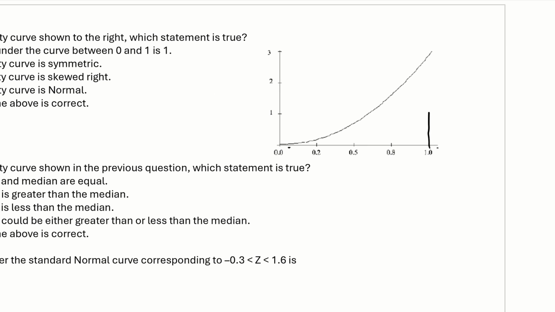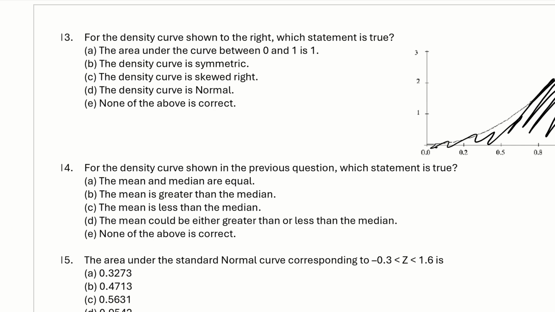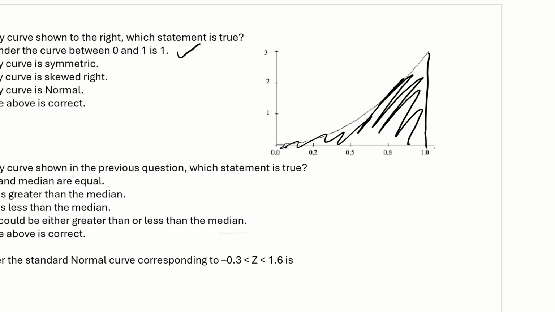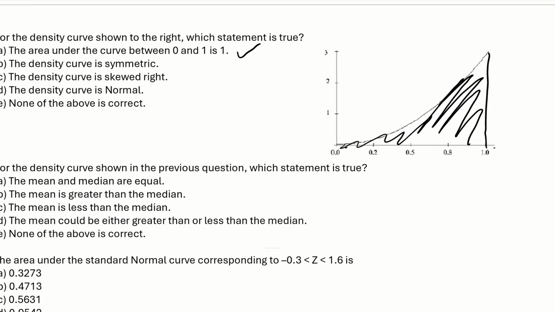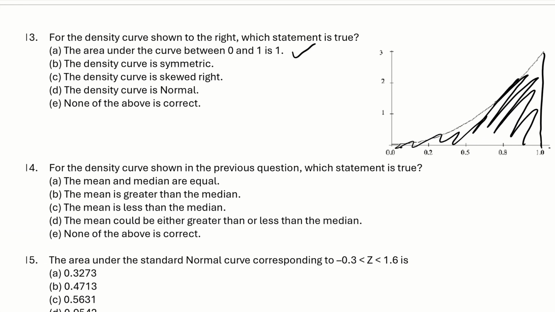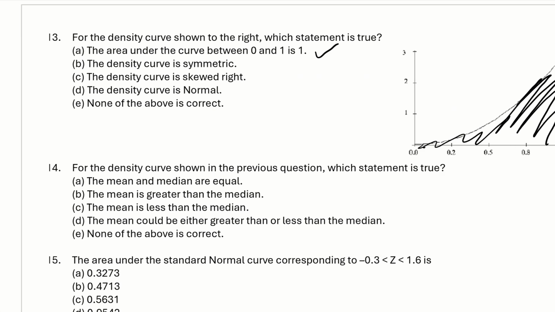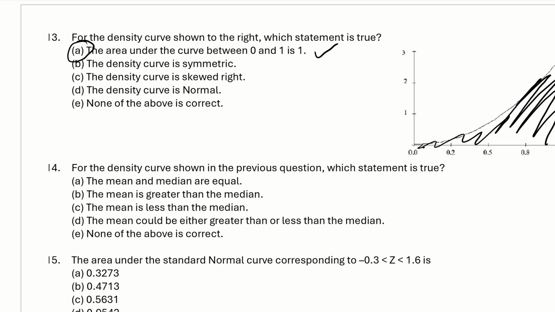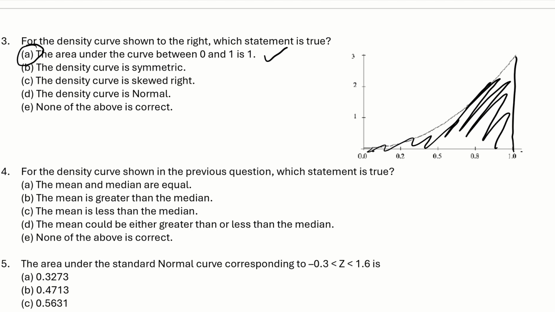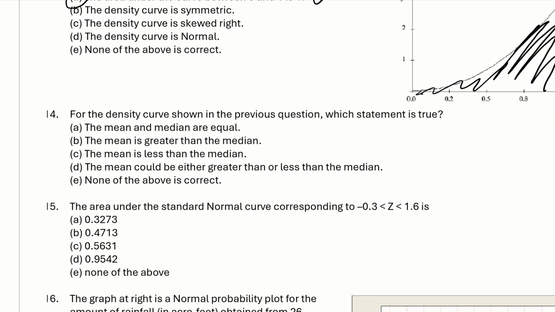So we're saying the area here has to be 1. Well, that's the entire curve, so the entire curve has to have an area of 1. So that's true. The density curve is symmetric? No, it's not symmetric. Skewed to the right? No, it's not skewed to the right. It's normal? Nope. None of the above? So it has to be A, because by definition, if it's a density curve, the area underneath the curve has to be 1.